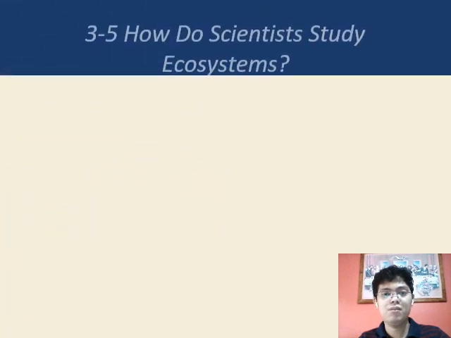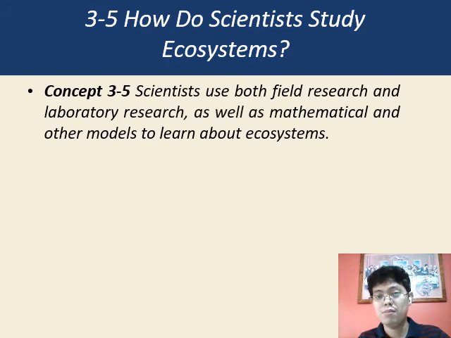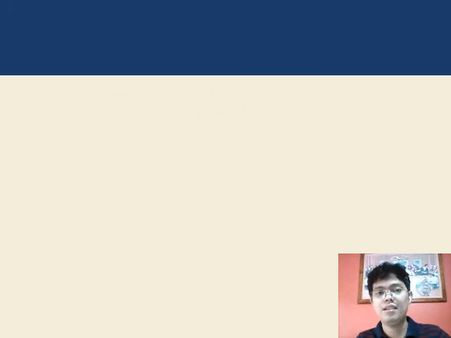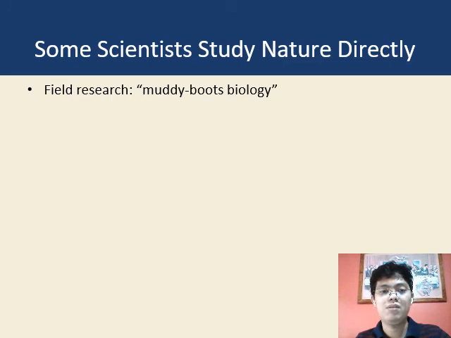The last section is how do scientists study ecosystems. Now, scientists use both field research and laboratory research, as well as mathematical and other models to learn about ecosystems. And scientists study nature directly, and one of those is field research, or what we call muddy boots biology. So it involves making direct measurements and observations of ecosystems in natural settings.